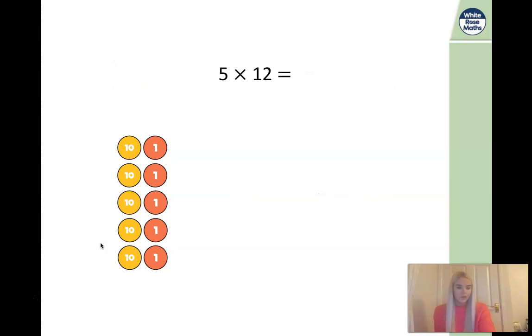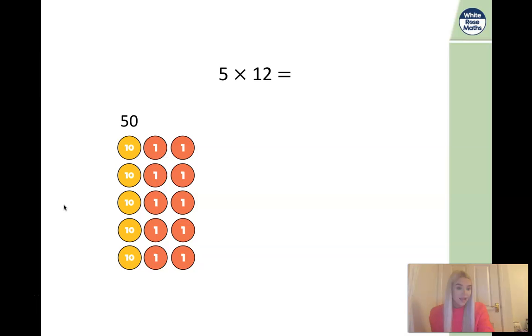If I want to do 5 times 12, what would I do differently? Because at the moment, my place value counters aren't showing 5 multiplied by 12. I would add an extra 1 onto my groups of place value counters, because now you can see that in my first row here, I've actually made 12, and I've got to do that to the others too. And now my place value counters show 5 multiplied by 12.